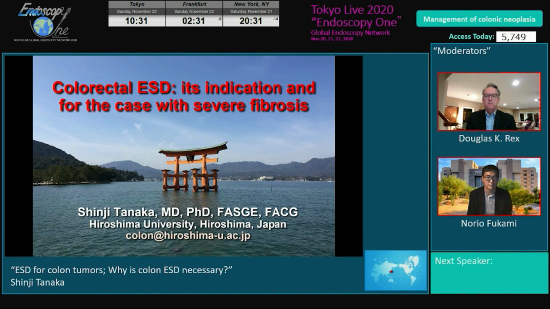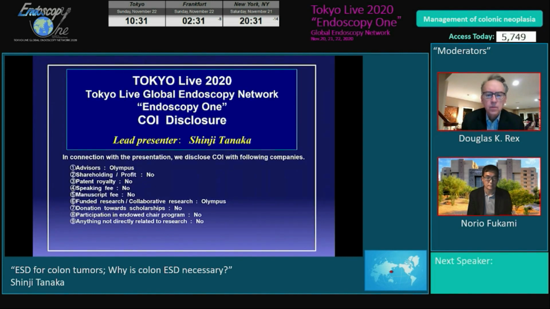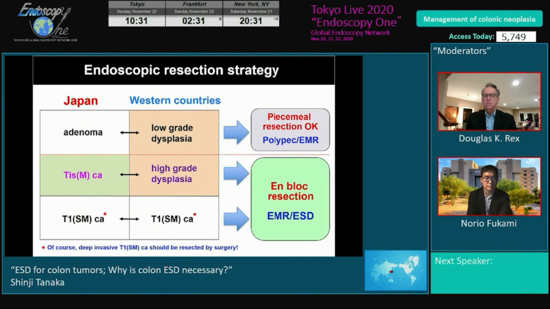Today my topic is colorectal ESD, its indication and the case with severe fibrosis. This is my COI. This is a basic endoscopic resection strategy for colorectal tumor.